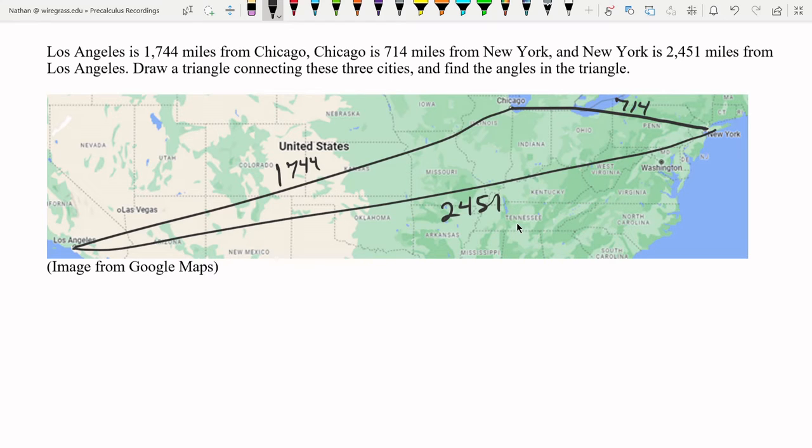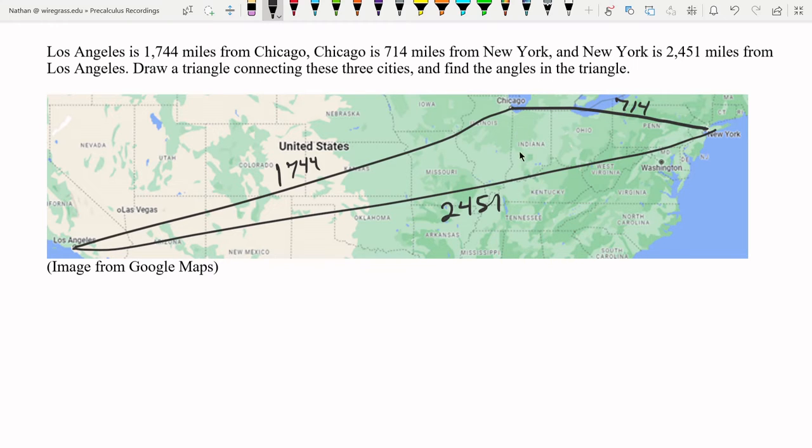Find the angles in the triangle. That's what we're trying to look for here. To do this, all we have to do is find one of the angles, and then we can use law of sines. To find one of the angles, law of sines does not work because we have only the side lengths. We need to have an angle to use law of sines at least. Law of cosines, however, does work for 3 sides.